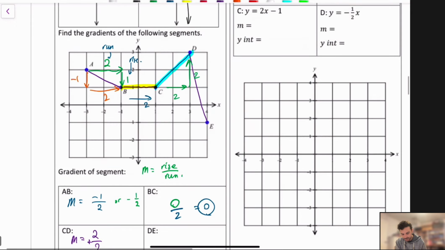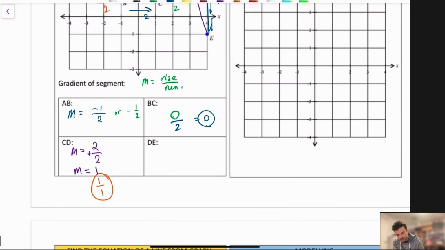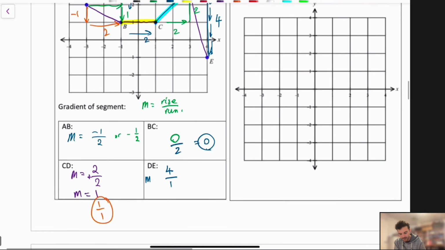Here we go, DE. Now DE, we are going across 1 and then down 1, 2, 3, 4. So it's going down 4. So we say that the gradient is 4 over 1, and we see it's a negative gradient, so we're going to make it -4 over 1. We can simplify this to M is equal to -4. But remember, as before, you can still say it's 4 over 1, which helps you think about how it moves. Across 1, down 4, across 1, down 4.